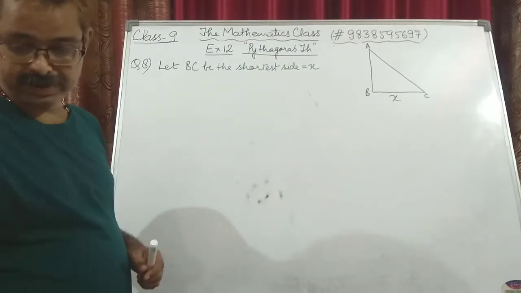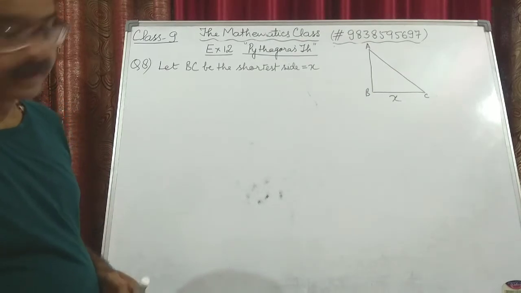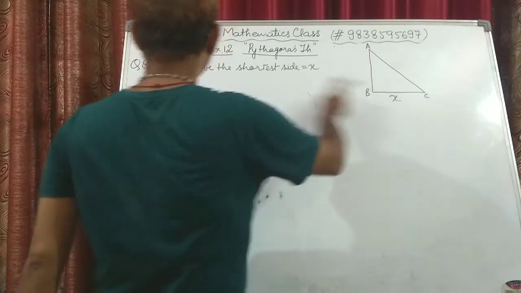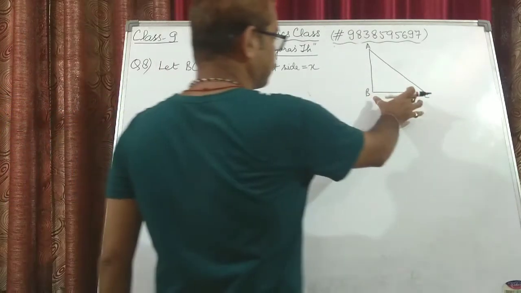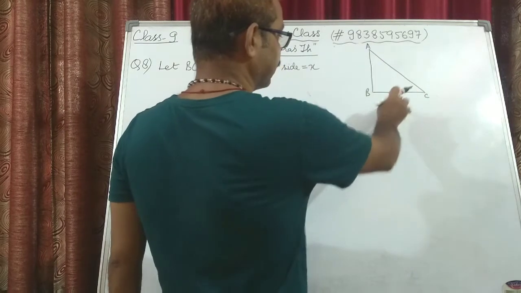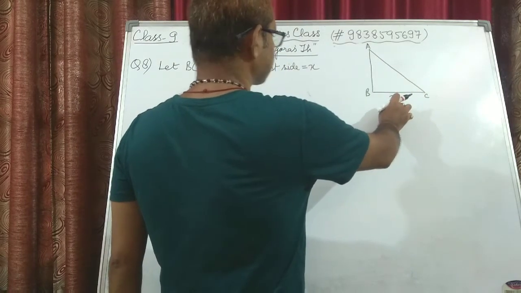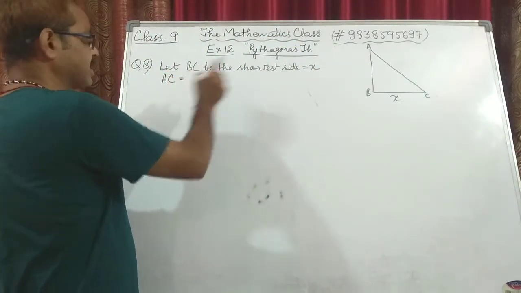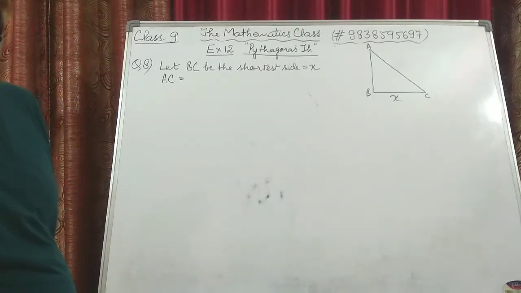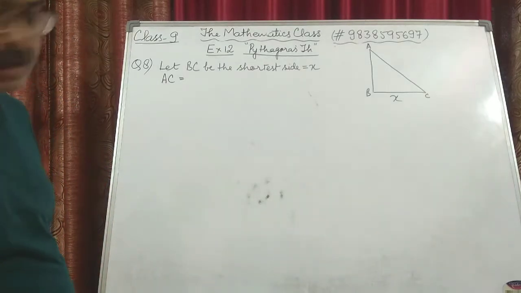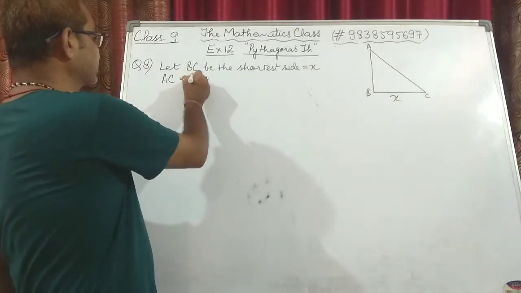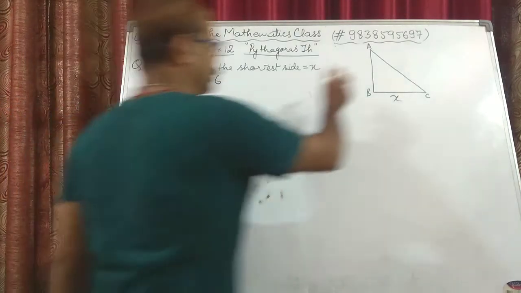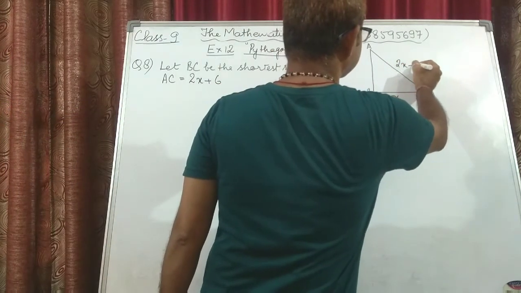Now in question number 8 they say the hypotenuse of a right triangle is 6 meters more than twice the shortest side. So we have assumed that BC is the shortest side, and I am assuming the length of this side as x. Then they say hypotenuse, which is denoted in the diagram by AC. They say hypotenuse is 6 more than twice the shortest side. Twice the shortest side is 2 times x, plus 6. This is the hypotenuse, so here you can mention 2x plus 6.